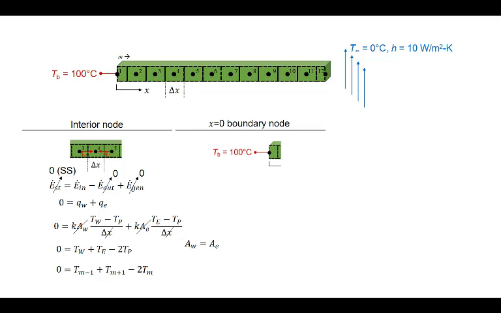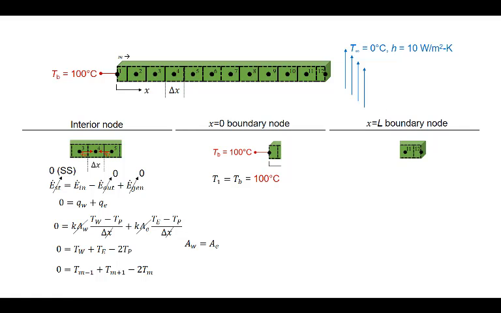Now we will consider boundary nodes. Let's look at the boundary node at x equals 0. This node is at the known temperature 100 degrees C. So its equation is simply to set it equal to 100 C. T1 is 100 C.